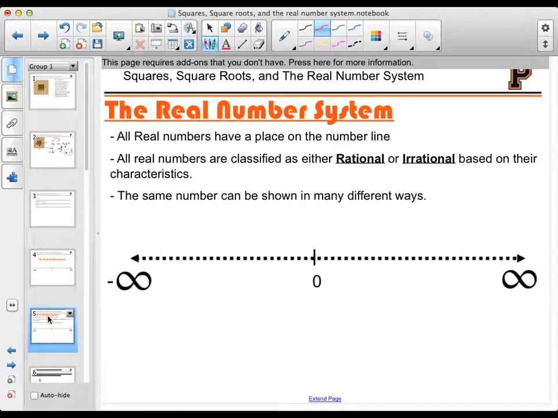Now, all real numbers have a place on the number line, and all real numbers are also classified as either rational or irrational based on their characteristics. And the last understanding we have to get towards is that the same number can be shown in a lot of different ways. The number 1, for example, can be shown the standard way. It can be shown like this. It can be shown as pi over pi if we wanted it to. But it is all a different version of the number 1.